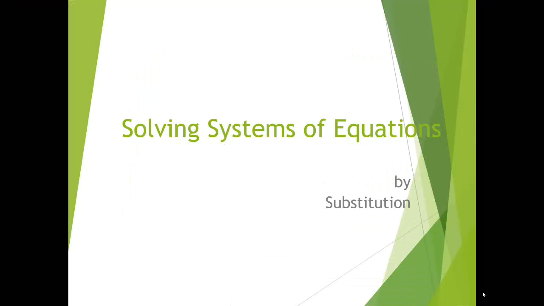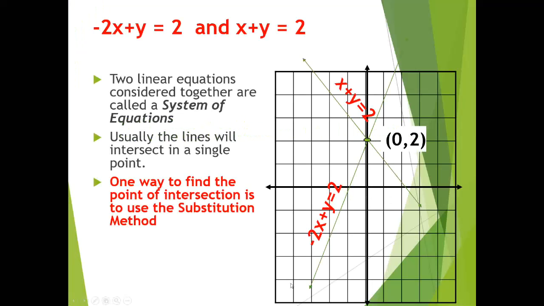Hello everyone. I'm going to demonstrate now a method for solving a system of equations that is called substitution. This turns out to be actually a favored method by a lot of people. As stated earlier with the elimination method, we are going to be looking at two linear equations. Together they're called a system. The lines will normally intersect in a single point, and that point is called the solution. And what we're going to use now is the substitution method.